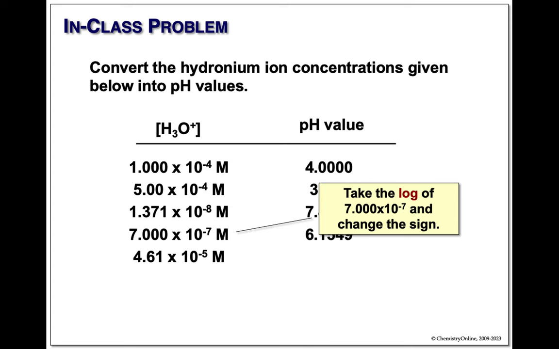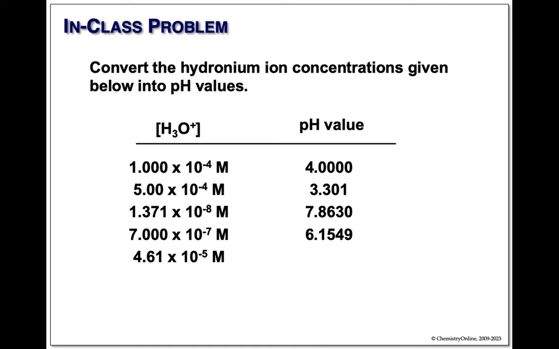6.15. Now, actually, on an exam once, for an easy question, something that I thought everybody would get right, I said, we have a solution where hydronium is 7 times 10 to the minus 7. Is this acidic, basic, or neutral? There are so many 7s here. Half the class put neutral. No. 6.15, it's acidic. And finally, 4.61 times 10 to the minus 5. Type that in, hit log, change the sign, and we're at 4.33.